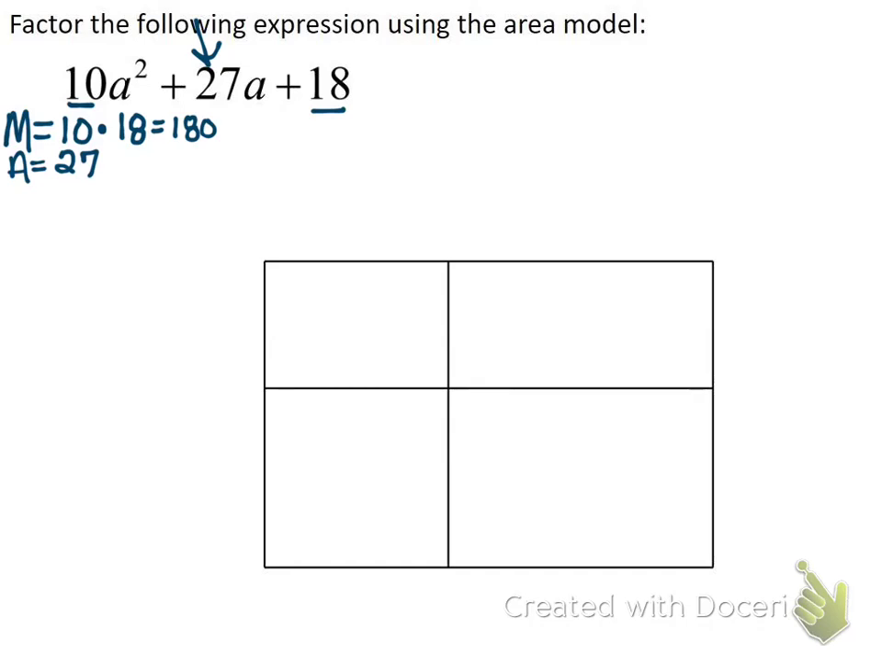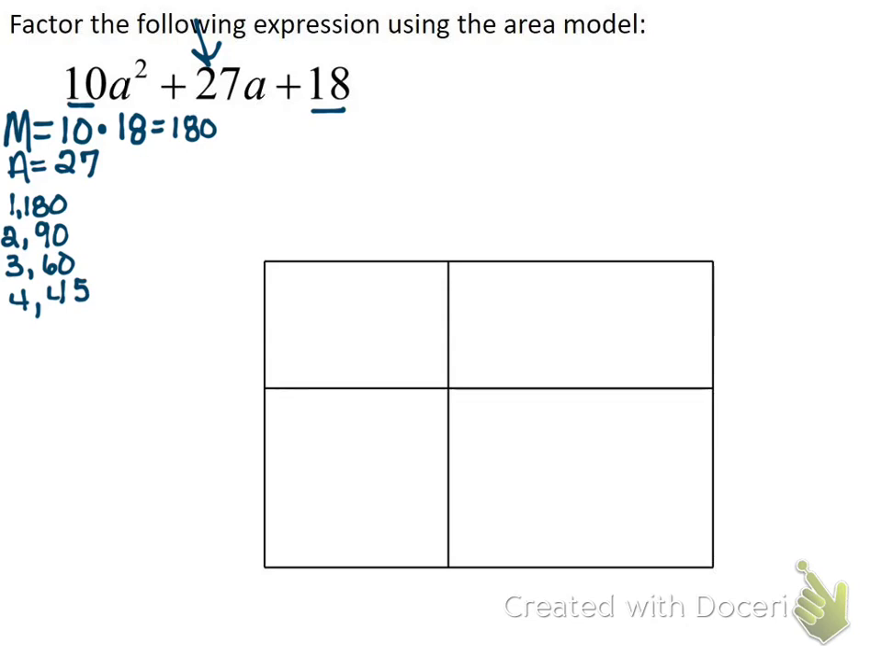So let's think of our factors of 180. We have 1 and 180. If I add those, that's too many. We have 2 and 90. If I add those two together, it's too many. What else? 3 and 60. If I add 3 plus 60, that's too many. So what Toby's doing, 4 and what? 45. If I add those two together, it doesn't equal 27.